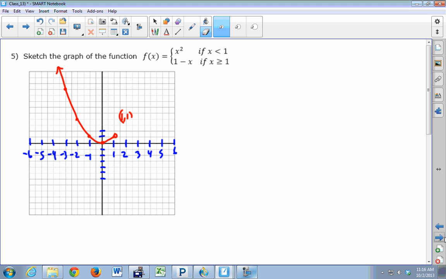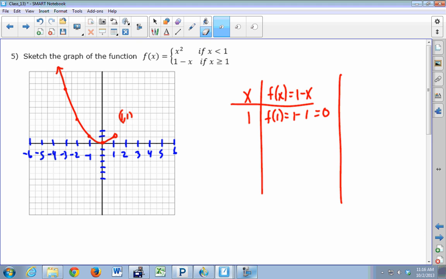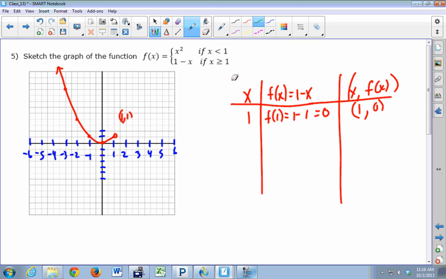So for all values less than 1, I look like my regular old parabola, except right at 1, I'm not defined to be (1, 1). Now, where does my line start? It starts at 1. So if I'm starting at 1, my equation is going to be 1 minus x. So I put 1 into my equation. f of 1 is going to be 1 take away 1. My value is 0. So my point is (1, 0).